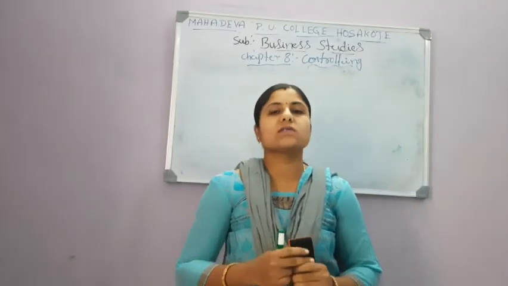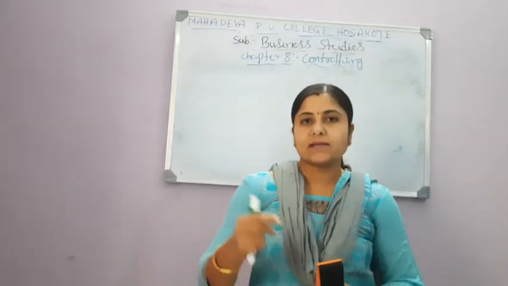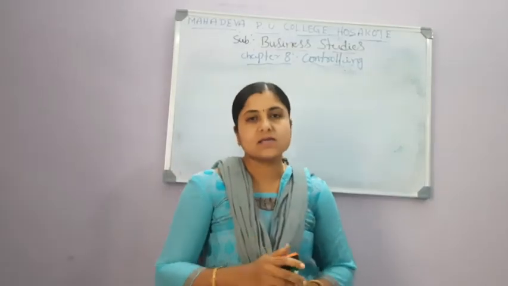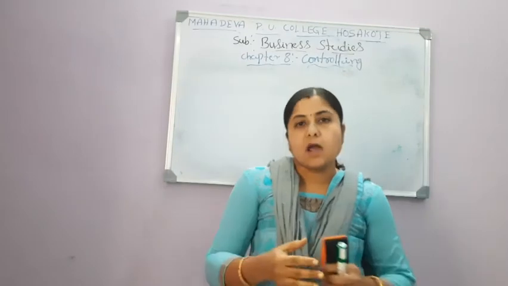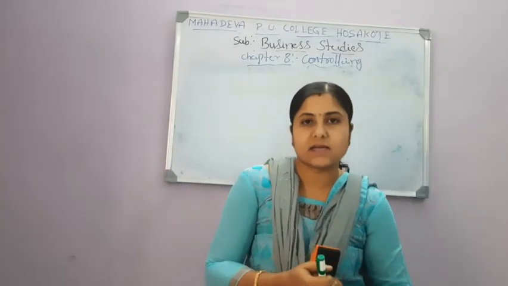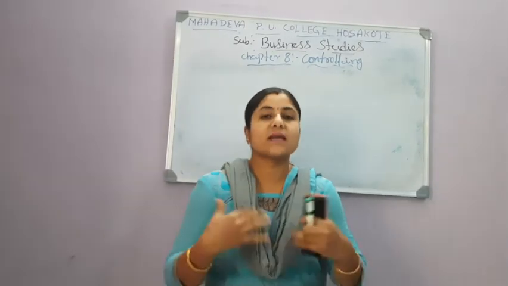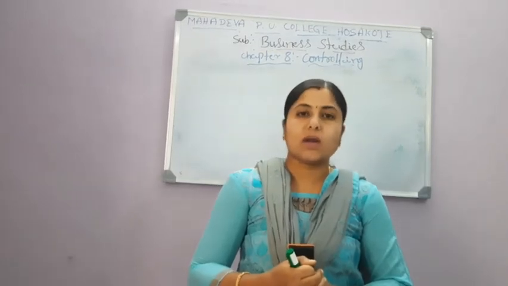Only two steps we discussed in the last class. You already know the controlling process involves five steps. Number one is setting performance standards, then after that, measuring actual performance. These two points we already discussed in the last class. Today in this session, we are going to discuss the remaining steps of the controlling process.